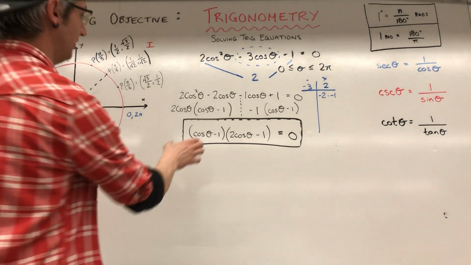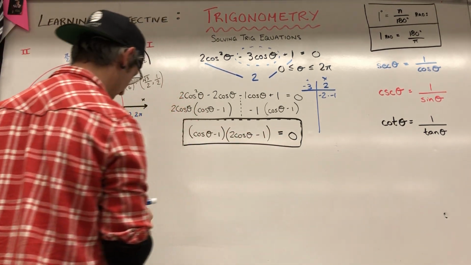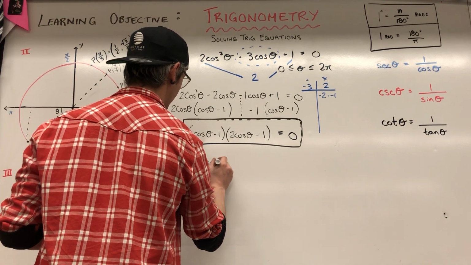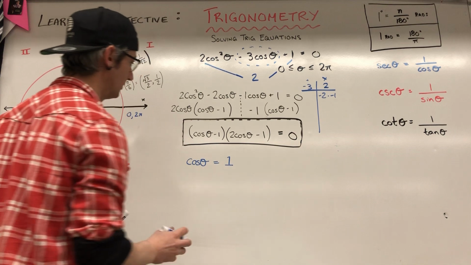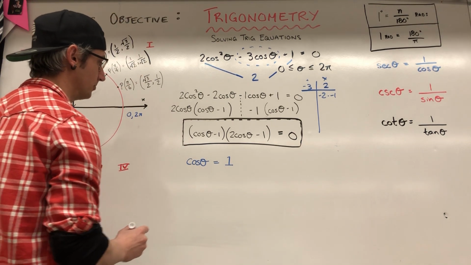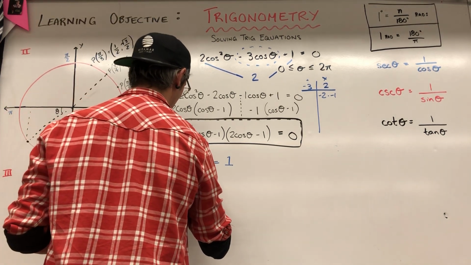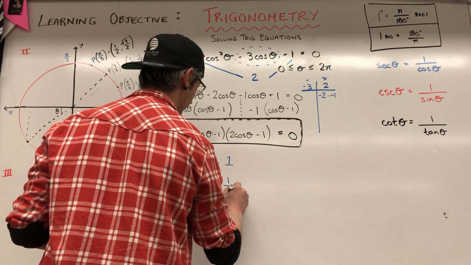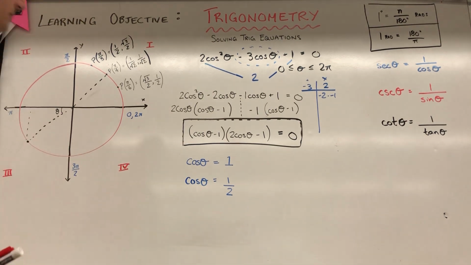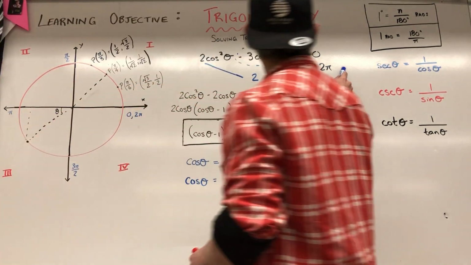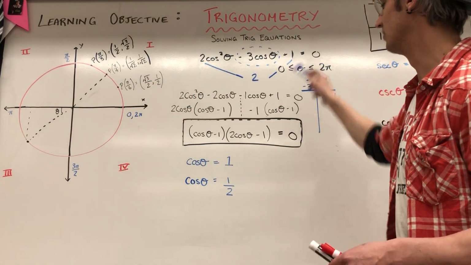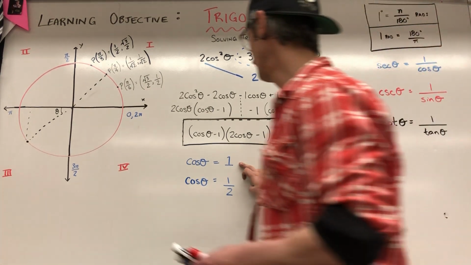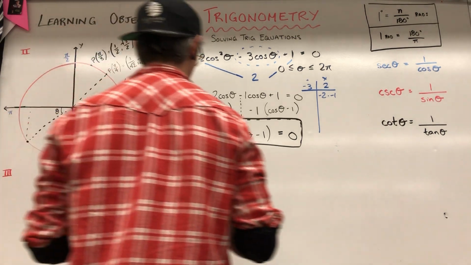So now I'm going to make each of these binomials equal to 0 to solve them. My first solution is going to be cos of theta is equal to 1. And cos of theta is equal to 1 over 2. Now, I am looking for all the solutions in this domain, right? So I have a cos theta that's positive. So let's do the first one here. Let's do cos theta equal to 1.